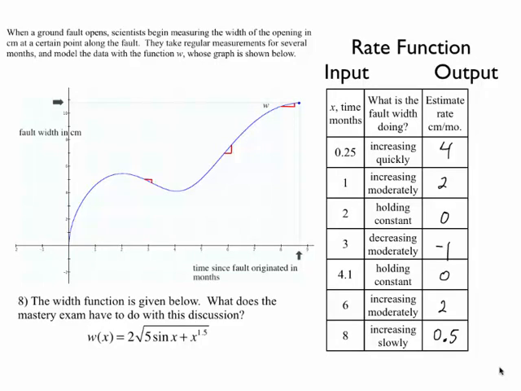Okay, so here is the width function that I'm graphing, the blue function. What does the mastery exam have to do with this discussion? There's the width function. It's graphed as the blue graph, all the points on the blue graph. W of x equals 2 radical 5 sine x plus x to the 1.5. What does the mastery exam have to do with this table that we built and our discussion? Go, talk.